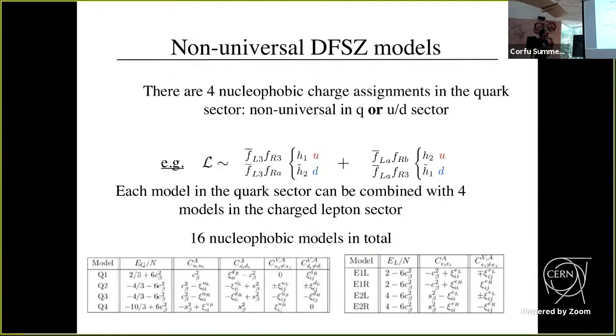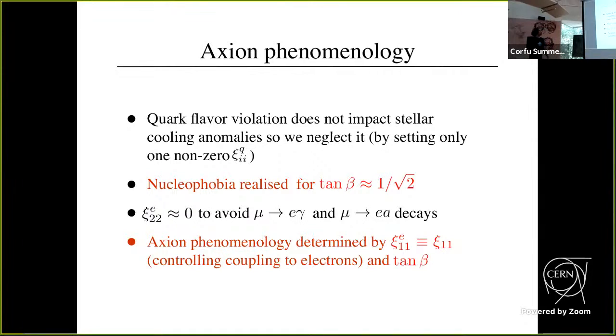So we should take the sum when evaluating, for example, the axion-photon coupling, and then the resulting prospects for IAXO and so on. So let's now go to the axion phenomenology, just discussing some benchmark models.